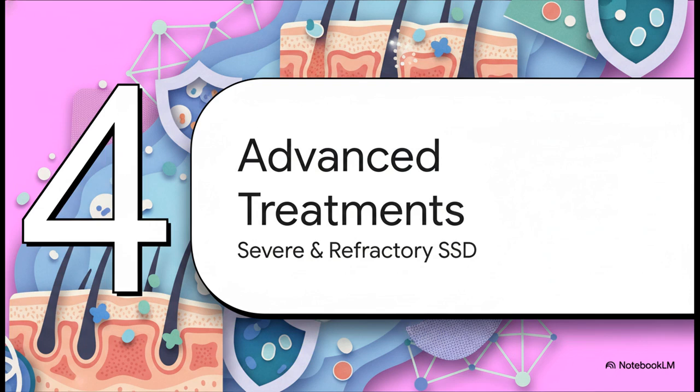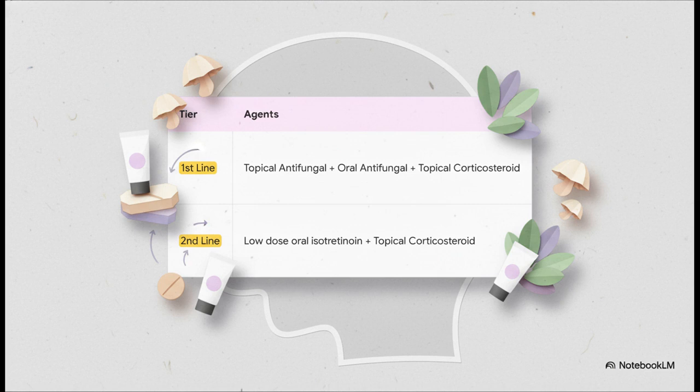So, what happens when those first-line treatments just don't cut it? Or when a patient walks in the door with severe disease from the get-go? That's when we move on to our advanced and second-line treatments. For severe SSD, we have to get aggressive with a multimodal approach. First line isn't one drug. It's a triple therapy: a topical antifungal, an oral antifungal, and a potent topical corticosteroid, which could even be the super potent clobetasol propionate. Now, if that triple threat doesn't work, we move to our second-line option, low-dose oral isotretinoin, also used alongside a topical corticosteroid.